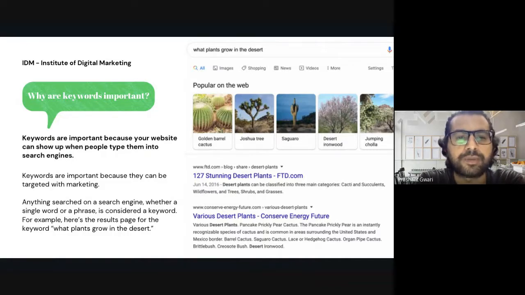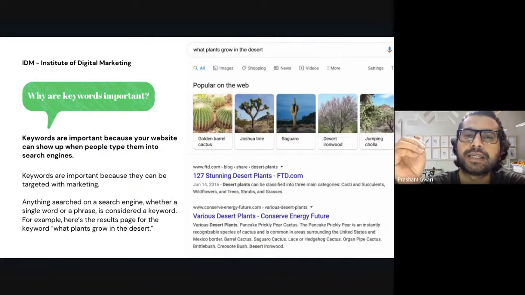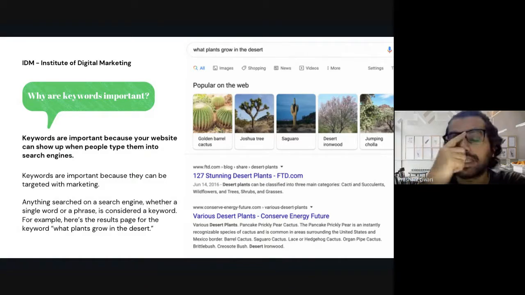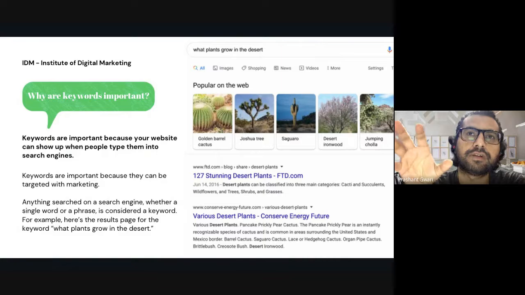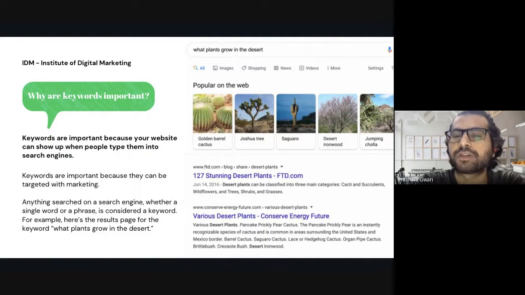So keywords are important because they can be targeted with marketing. The best part of keywords is that you can specifically target those people who are looking for those keywords. For example, in my business I have to target those people who want to learn digital marketing, so I am targeting keywords like PG certification in digital marketing, master program in digital marketing, best digital marketing course, or best institute in India, or best institute in Delhi. So these are my keywords. Those people who are searching those keywords, I can target them. So you can target your audiences with the help of keywords. So that's why keywords are so important.